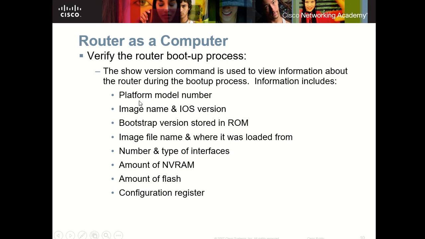Ipakita niya unsa ang model number sa imong router, ang image name and the version of the IOS, the bootstrap version stored in your ROM, and then asa pa, image file and where it was loaded from, the number and the types of interfaces. Makita nimo dinhi pila ang Fast Ethernet nga nag-exist, makita nimo pila ang serial interfaces nga nag-exist. So dinhi pa lang, kung maka-scrutinize ka sa router before nimo i-configure, makita nimo nga oy, wala koy serial interface. So therefore kailangan nimo siya palitan or kailangan nimo mangita og router nga naay serial interfaces para ma-enable tong serial nga connections if mao to imong goal. What else? The amount of non-volatile RAM and the amount of flash and configuration register.